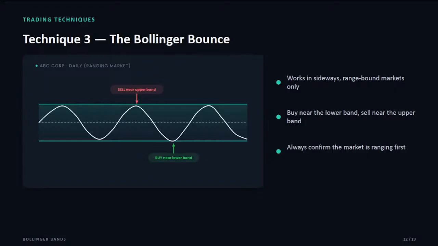Now here's the critical warning, and it connects directly back to what we covered with walking the band a few slides ago. This technique only works in genuinely ranging markets. If you try to apply the Bollinger Bounce during a strong trend, you'll end up buying dips in a downtrend or selling rallies in an uptrend, and that's a great way to take a series of losing trades. Always check the broader trend first, before assuming you're in bounce-friendly conditions.